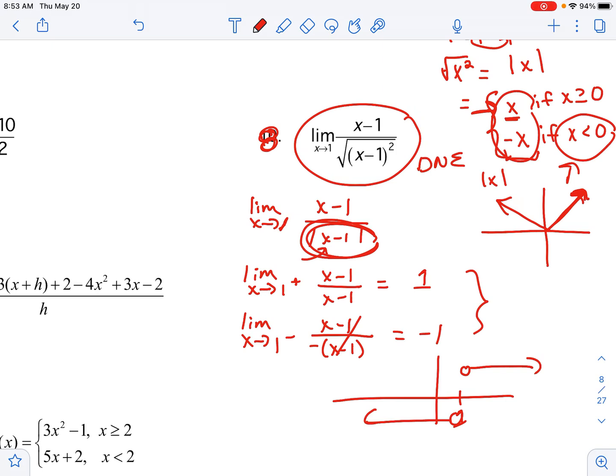If you looked at this graph on the calculator, what it would look like is this. Right? So from the right-hand side, you're approaching positive 1. From the left-hand side, you're approaching negative 1. So that's why the general limit does not exist, even though the right and the left-hand limits do exist.